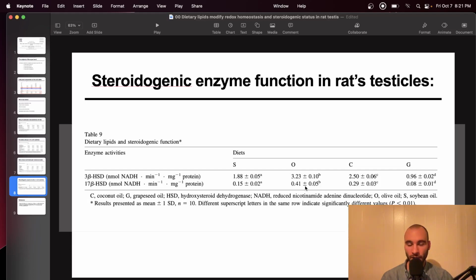So overall, I know this is a rat study, but if you want to look at testicular function overall, it seems that olive oil and coconut oil are a much better way to go than soybean oil and grapeseed oil in terms of testicular function on numerous levels. So I guess that would be the biggest takeaway for this study. If you want your boys to work effectively, or ladies, if you want your man's boys to work effectively, don't cook with soybean oil and grapeseed oil. Use olive oil and coconut oil.